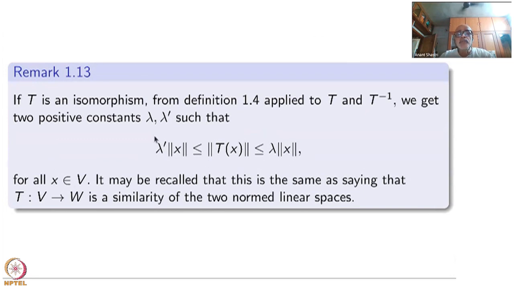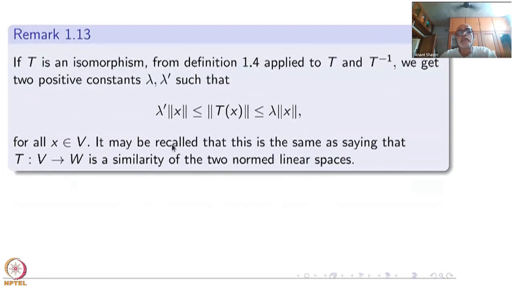Remember, this was the definition that two linear transformations are similar. Okay, so this is what we had. So T itself is a similarity here because it is similar to the identity map. It is not the identity map, but it is similar to the identity map. So T from V to W is called a similarity of two normed linear spaces if such a thing happens. Okay. We have studied similarities in part one.